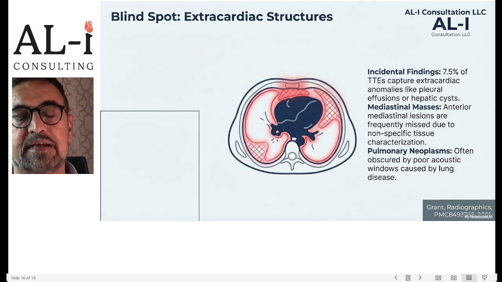Another blind spot is extracardiac structures. Cardiac windows also intersect with extracardiac structures such as pleura, lungs, liver, and mediastinal tissue. These can help or hinder the exam. For example, the liver is actually useful in the subcostal view as an acoustic window, but extracardiac findings can also distract the learner if they are not recognized properly.